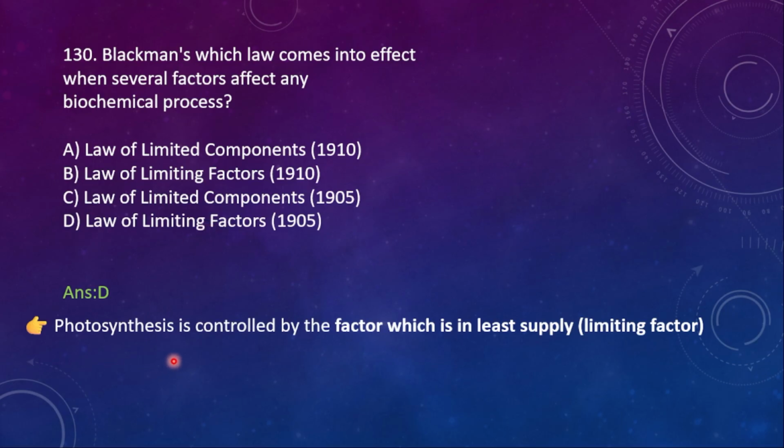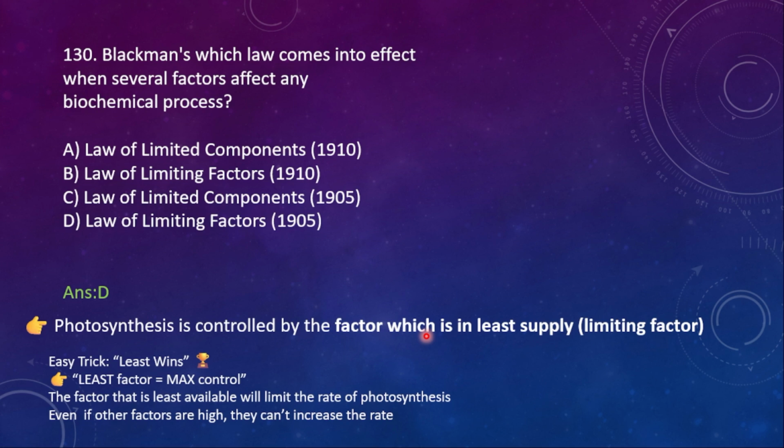Here photosynthesis is controlled by the factor which is in least supply, that is the limiting factor. Easy trick to remember: least wins always. Whatever is least will control. The factor that is least available will limit the rate of photosynthesis. Even if other factors are high, they cannot increase the rate.